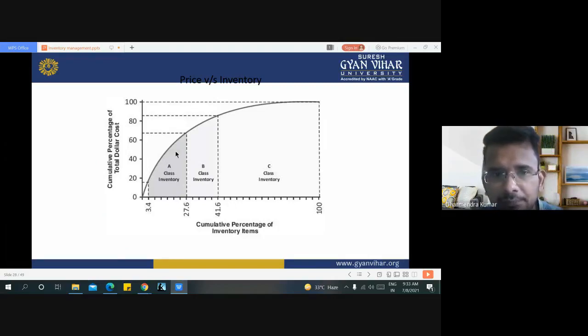A class inventory, it consumes less space, or we can purchase one or two items in the A class category, but the total investment or total percentage of the inventory cost is about 70%, about 70 to 75%, or about 70 to 80%. It consumes overall cost.